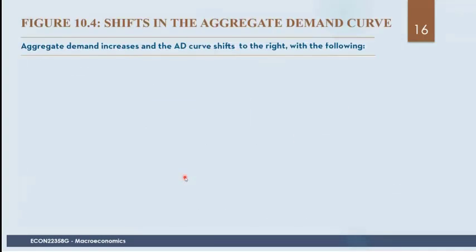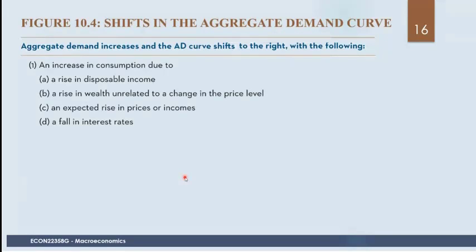Okay, so now let's talk about shifts in the demand curve. So the aggregate demand curve shifts to the right with the following. So again, this is sort of related. You think of the C plus I plus G plus net exports. So the first one here is an increase in consumption due to a rise in disposable income, a rise in wealth unrelated to a change in the price level, because that's already on the curve, and an expected rise in prices or incomes or a fall in interest rate.